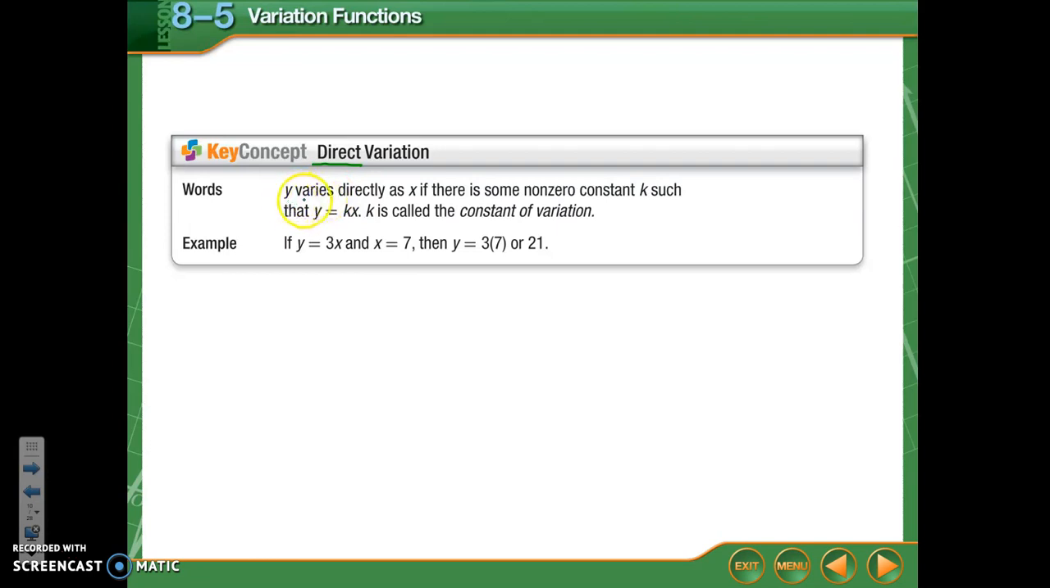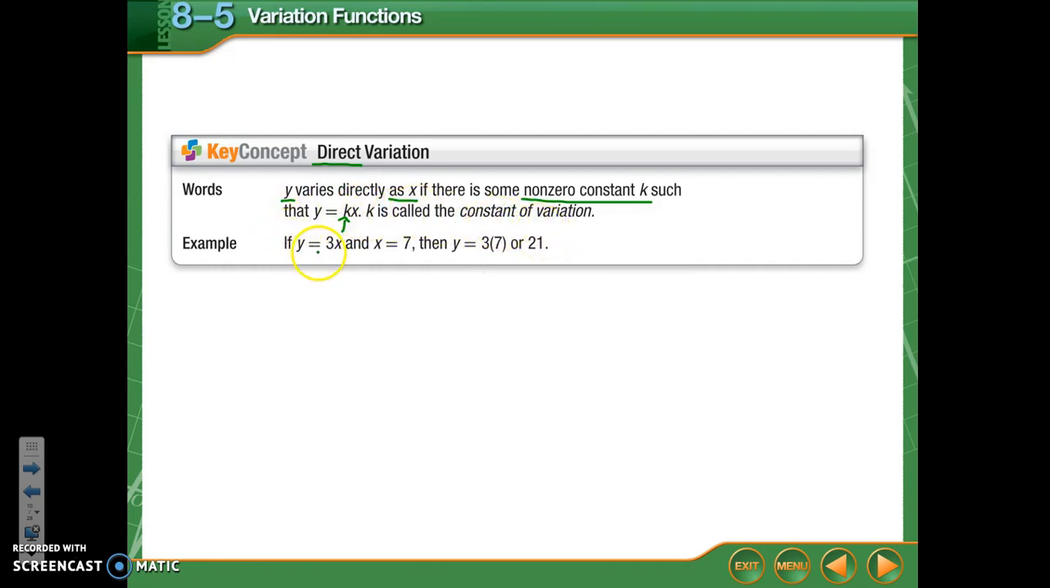We say that y varies directly as x. The order here is important. Y varies directly as x if there is some non-zero constant k, so that an equation like this is true: y equals k times x. So notice this is going to be a linear equation. K, this constant here, this number times x, is called the constant of variation.